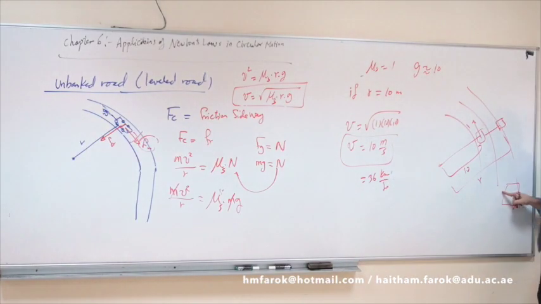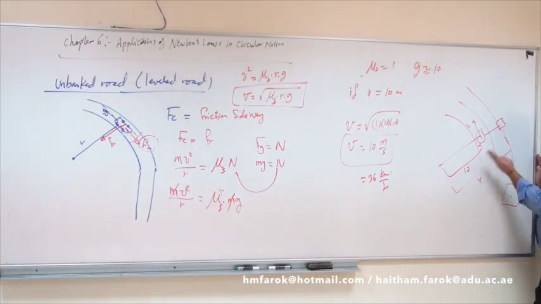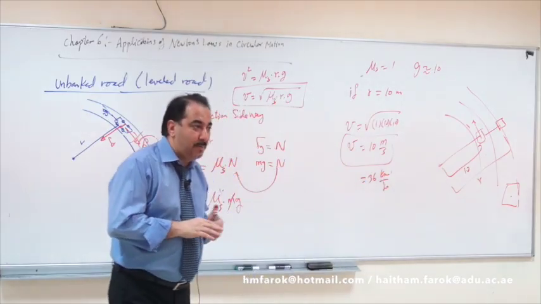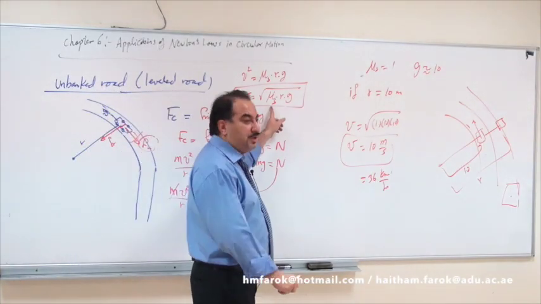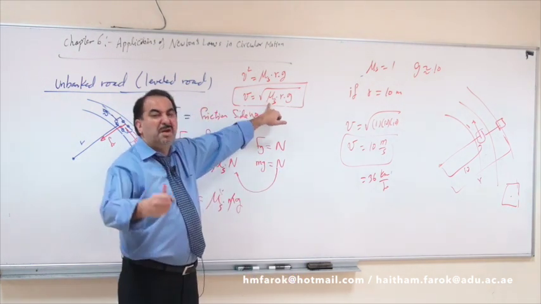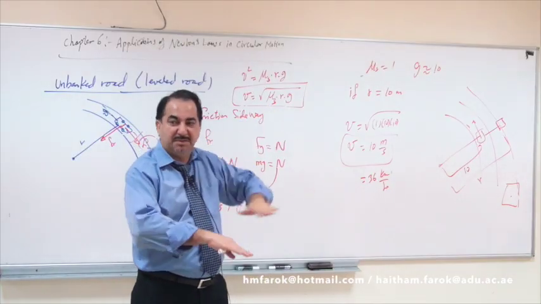This is the speed limit. Any speed higher than this, the car slides off, yeah? Is this a good design of roads? Not a good design because it depends on the friction, yeah? So if I don't have friction, let's say mu, very old tires, and the road is not rough, smooth.